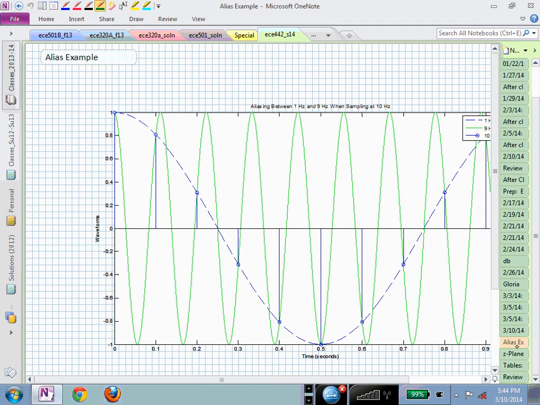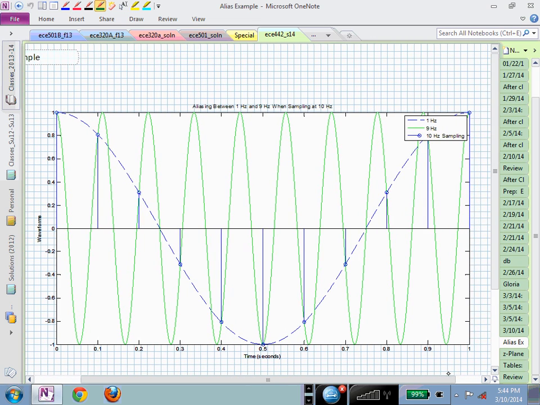And I was just having fun before class, and here is an illustration of that via MATLAB. This light green curve is a sinusoid of 9 hertz. The blue dashed curve is a sinusoid of 1 hertz. If we sample at 10 hertz, we actually are folding the 9 hertz back essentially to where it looks like a 1 hertz waveform. And you can see that if we sample at 10 hertz, we're sampling every 100 milliseconds.